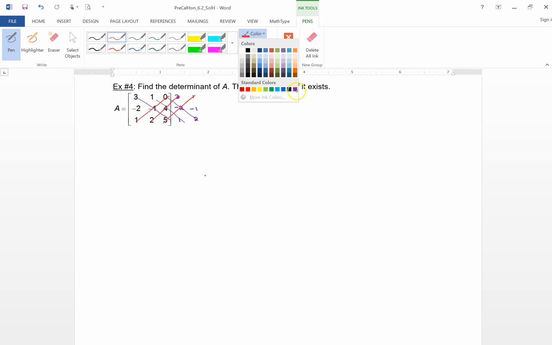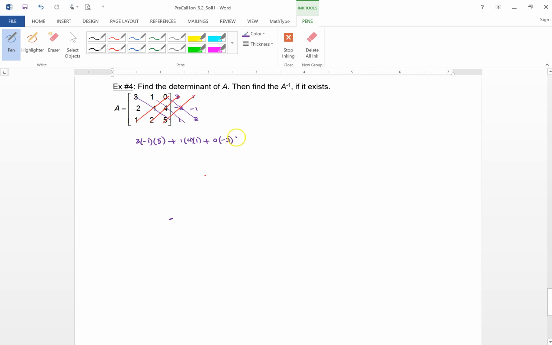Now what I do is I multiply all the numbers along the diagonal. So for the first diagonal, I have 3 times minus 1 times 5 plus, now I go on to the second diagonal, 1 times 4 times 1 plus 0 times negative 2 times 2. Okay, that was easy. Now, I'm going to subtract all the rest.